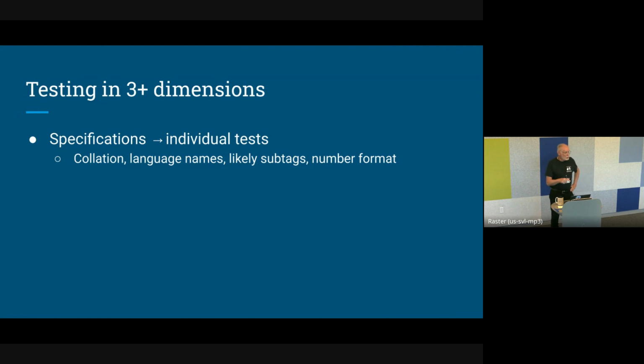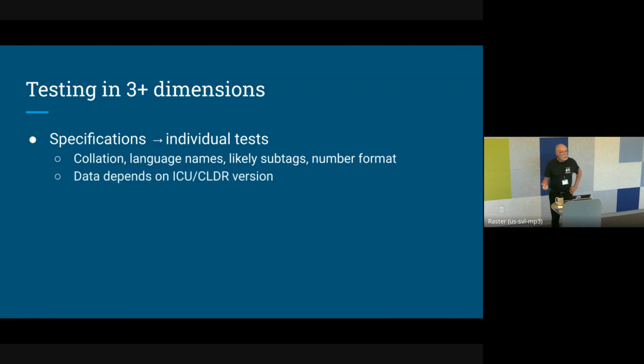There are different kinds of tests. We have several of them implemented now. Collation, checking for language names so that they are consistent. Likely subtags is a way of saying, what is your locale? And can it be expanded or reduced to something that is more commonly understood by your program? And number formatting, which is a big one. We have many more that we'd like to add.